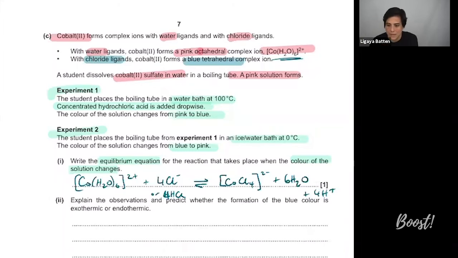Okay, explain the observations and predict whether the formation of the blue color is exothermic or endothermic. Okay, so here we want to focus on the temperature changes. So here we've got a hot temperature and it's going from pink to blue, and here we've got a cold temperature and it's going from blue to pink. Remembering this is the pink one and this is the blue one.